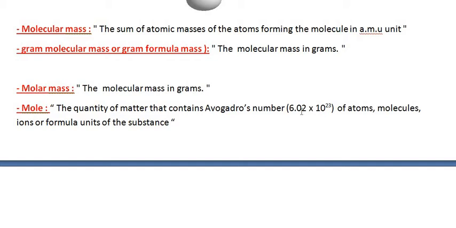What is the mole? The mole is a very great number produced when we replace the AMU unit by the gram. AMU is used to find the mass of one single atom or one single molecule. But if you replace the AMU by the gram, you have a great number of molecules. This is the great number of molecules, or the great number of atoms.